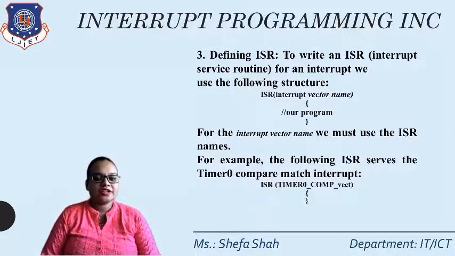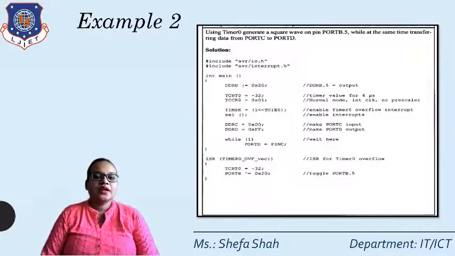For the interrupt vector name, we must use the ISR names. For example, if we are using timer 0 in compare match mode, then TIMER0 underscore COMP underscore vect. So that particular vector name which we have seen in the previous slide is used as per the requirement of the program. Clear? Now, let's see an example related to this.